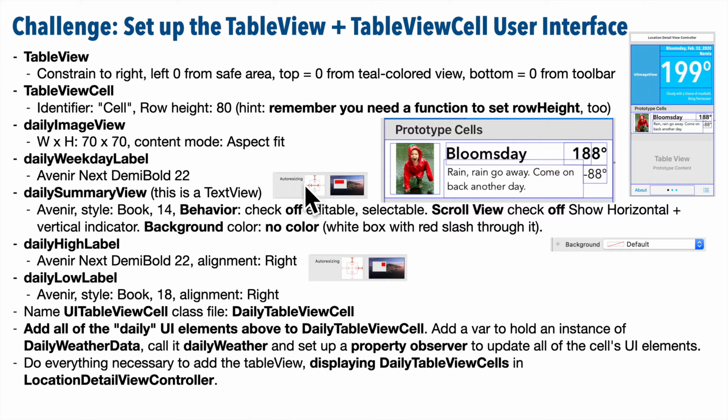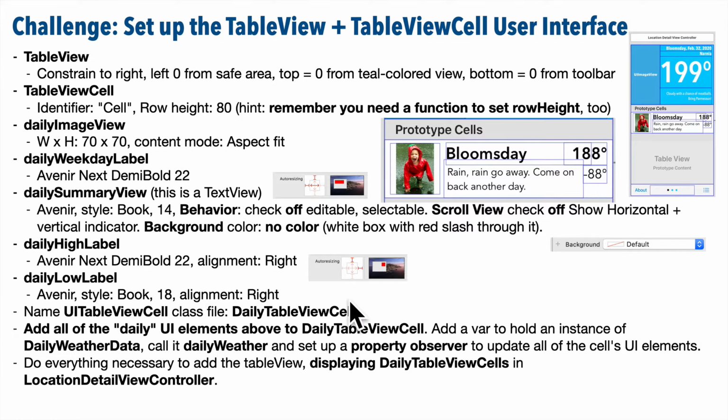Now, daily high label is going to hold the day's high temperature, and it should be Avenir Next, style Demi Bold, 22 point, and its text should be aligned to the right. And the daily low label should be a label that holds the low temperature for the day. It should be Avenir, its style should be Book, the font should be 18 points, and the alignment also to the right. And both of the temperature labels should have auto resizing, anchoring them to the top and the right. You don't need to do anything for the width.